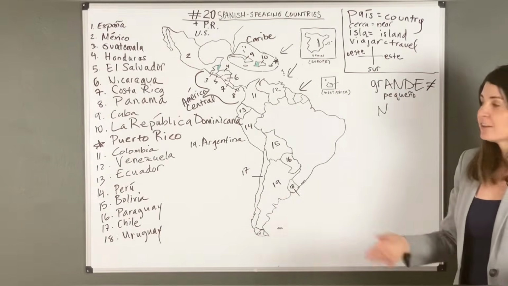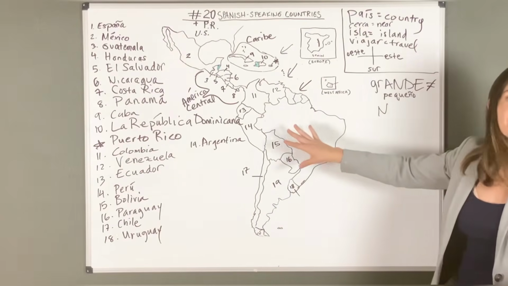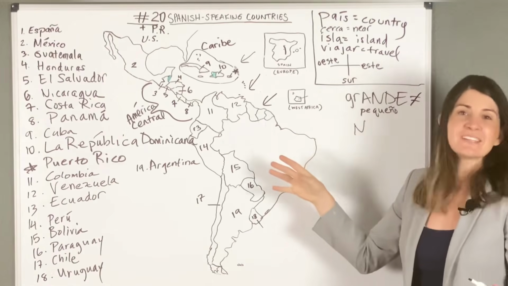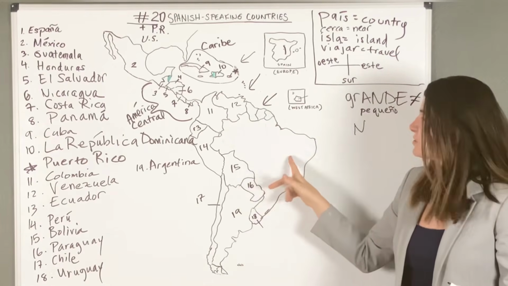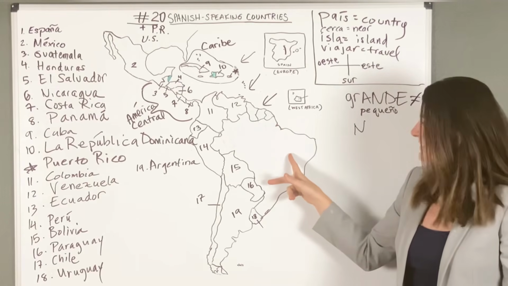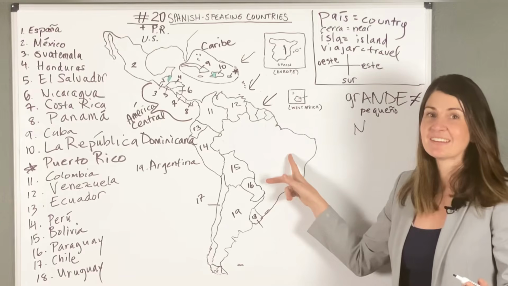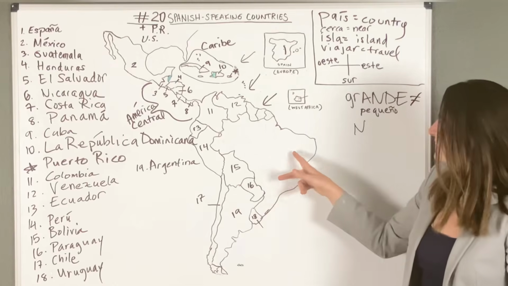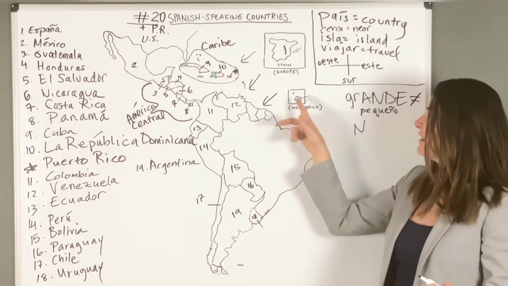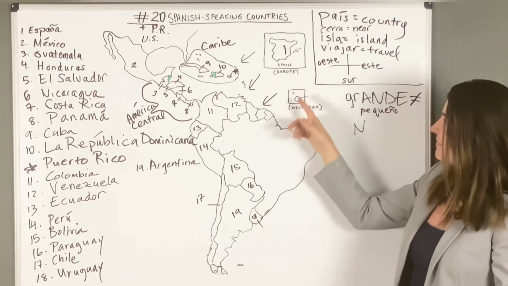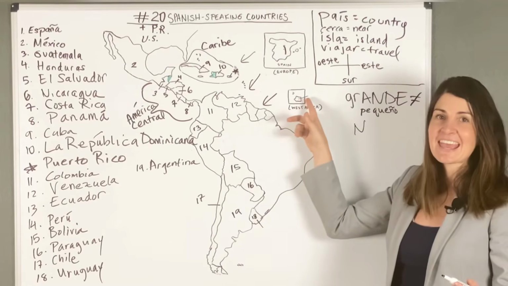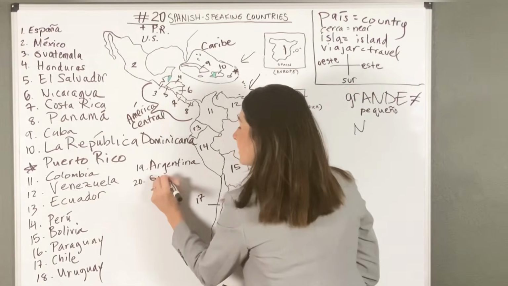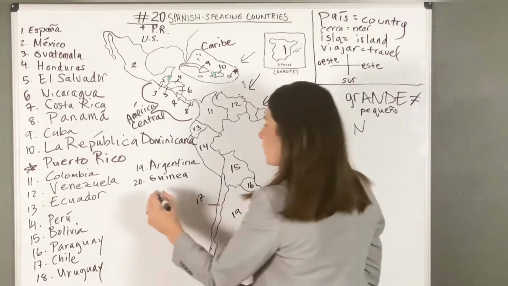Y por fin, número 20. Oh, before we go to 20, this whole zone I have in blue to show it's not Spanish speaking. What do they speak here and where is this? Brazil, Portuguese. Okay, and now lastly, we're moving here to Africa, and this is West Africa, and this country is Guinea Equatorial, Equatorial Guinea.